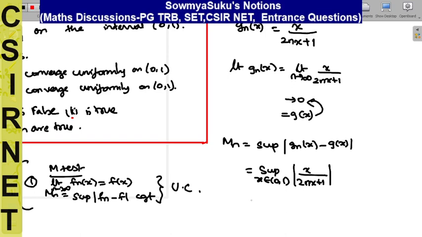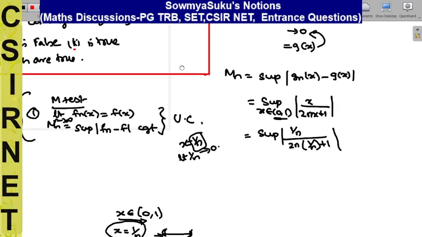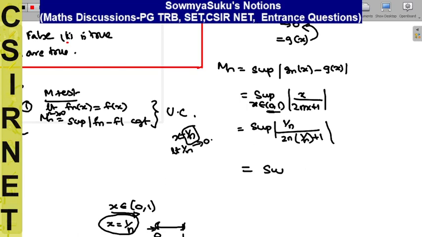Now, at what suitable x will this converge to 0? I am taking x equal to 1 by n. The limit of 1 by n tends to 0, right? So the suitable x is 1 by n, because here we have the interval 0 to 1. So the supremum of 1 divided by n, divided by 2n times 1 by n plus 1. Here n and n get cancelled, giving 3, so this you can write as the supremum of 1 divided by 3n.